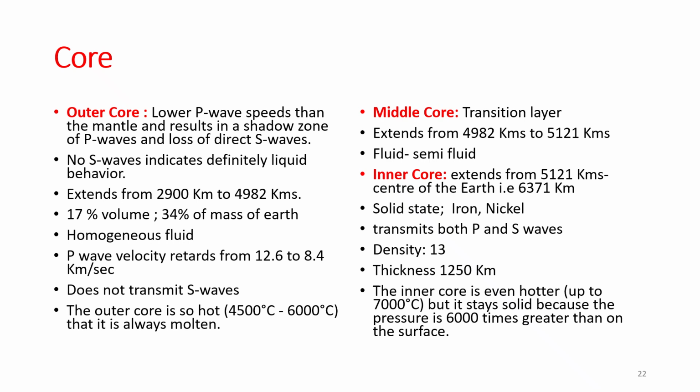And the core is a homogeneous fluid, and the P wave velocity decreases from 12.6 to 8.4 kilometers per second. And the outer core is very hot. That means the temperature is around 4500 to 6000 degrees centigrade, and it is always molten.